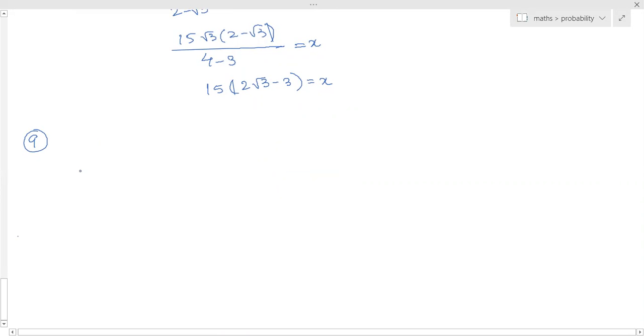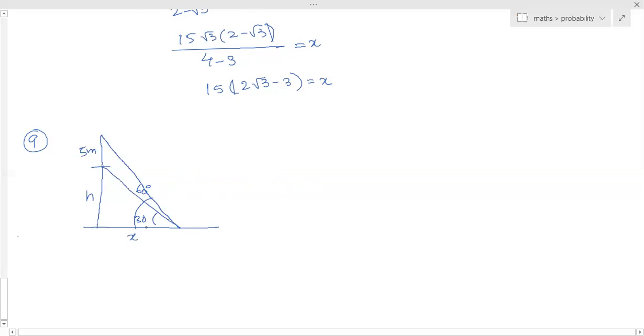A vertical tower stands on a horizontal plane and is surmounted by a vertical flagstaff of height 5 meter. Same as that flagstaff earlier question. There is a tower over that flagstaff which is 5 meter. At a point on a plane, the angles of elevation of the bottom and the top of the flagstaff are 30 and 60. This is 30 and the whole is 60. You have to calculate the height of the tower.